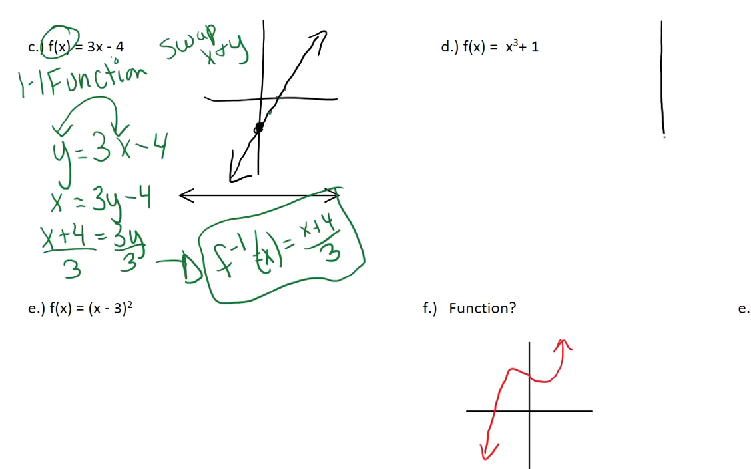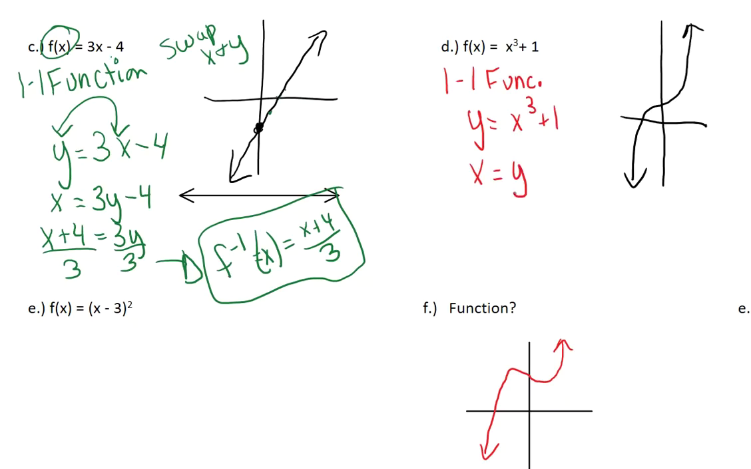Letter D, same sort of thing. If I look at the function, and if I think about what that graph looks like, it looks like this. It passes both the vertical and horizontal line test, so it is a one-to-one function. So what I'm going to do is rewrite this using y, and then swap the x and the y's, and then solve for the new y. x minus 1 equals y cubed, and then I take the cube root. And again, the notation for this will be f inverse, f of -1.